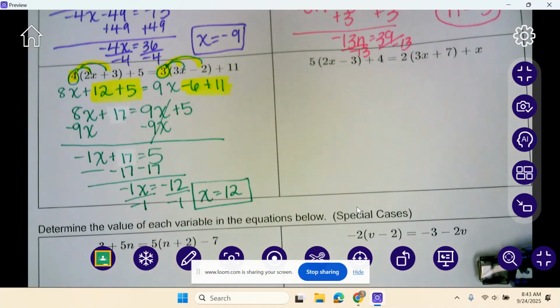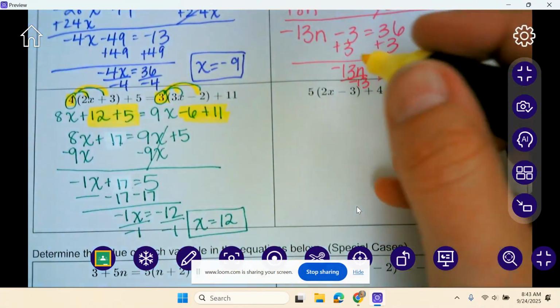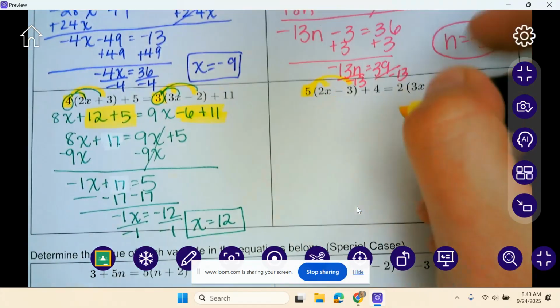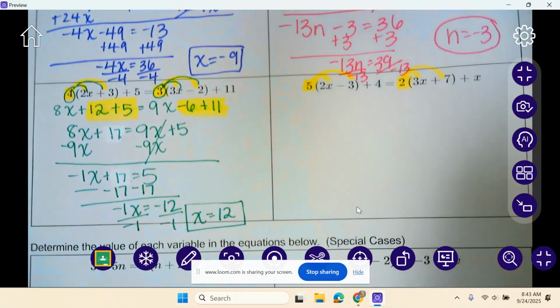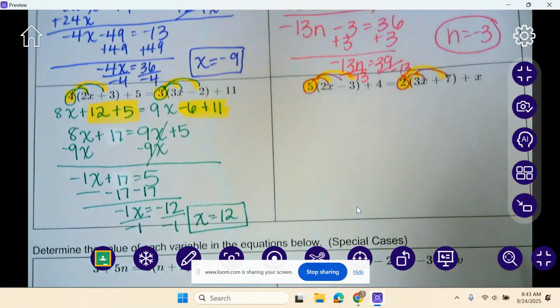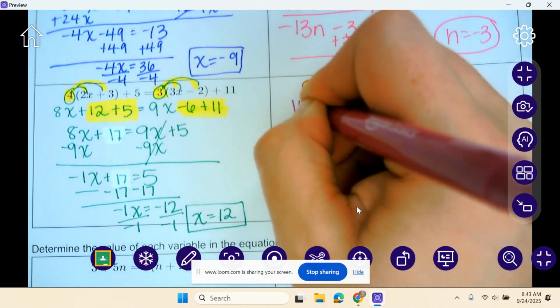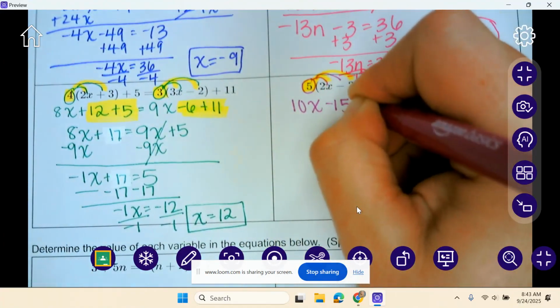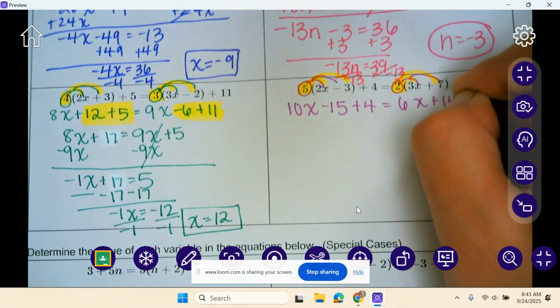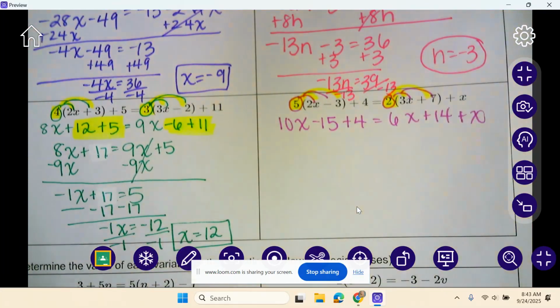All right, so for this one, same thing. We're going to distribute the number outside the parentheses. So plus 4 and plus x are not affected at all. So take the 5, distribute, take the 2, distribute. So you get 10x minus 15 plus 4 equals 6x plus 14 plus x.